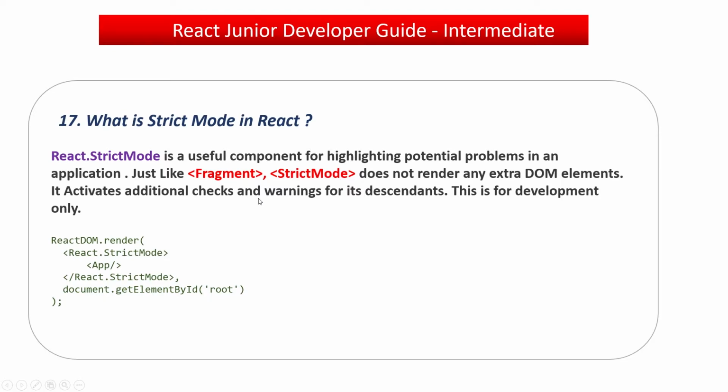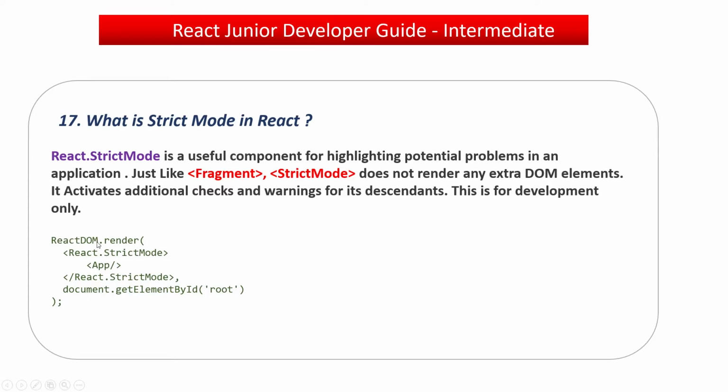It is for highlighting potential problems in an application. When you're building a React application, there will be a lot of problems, a lot of bugs, and a lot of red dots and red lines, and those are highlighting potential problems in an application. Just like a fragment, strict mode does not render any extra DOM element, which is good, and it activates additional checks and warnings for descendants. This is for development only. It is helpful for development: if you want to show some errors or problems in your applications, it can help you identify and solve those problems. So this is very suitable for development only.